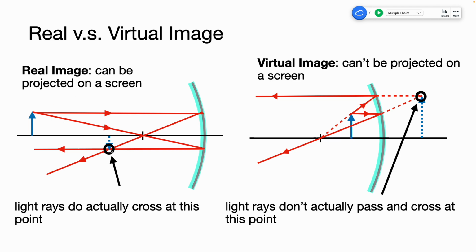When the two light rays actually pass through that point where the image is located, it will be called a real image. And when you have a real image, it will be actually possible for you to put a screen at the location of the image and then project the image on the screen. So here, this is not a concave mirror, but I can show you what a real image looks like.